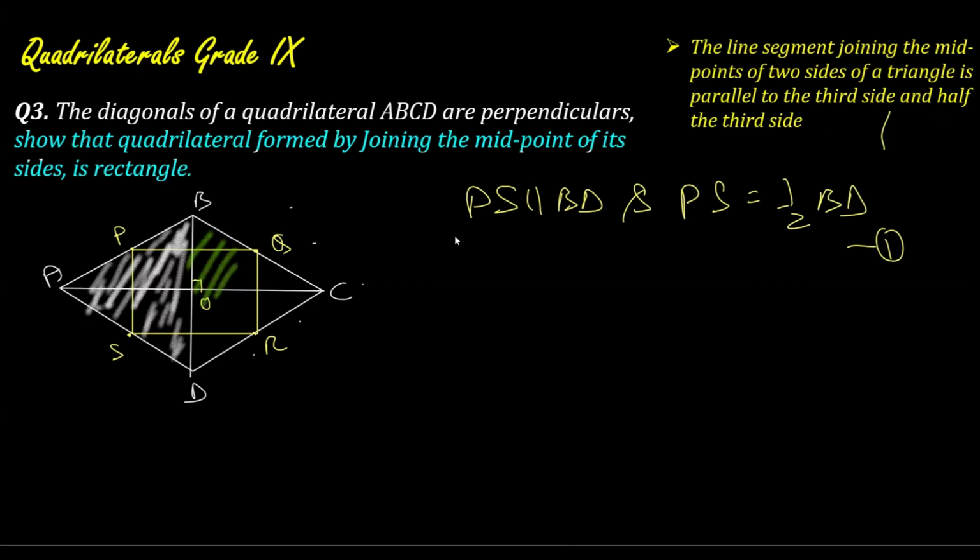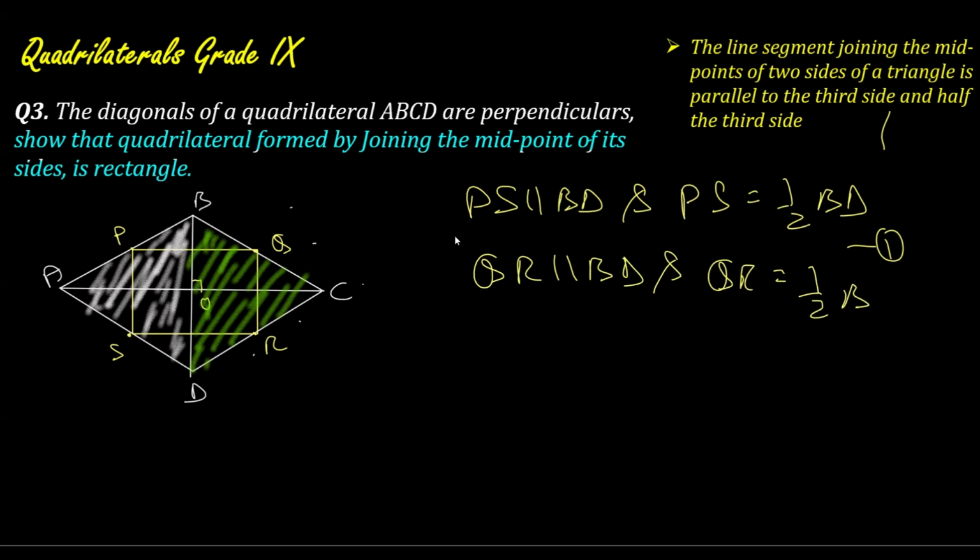Say now I take this triangle, the triangle BCD. Here in this triangle, you can see that QR is parallel to BD and QR is half of BD. I'll mark this equation 2. Now check these two equations, you can see that we have the same BD here, and on the other side also the same half BD.